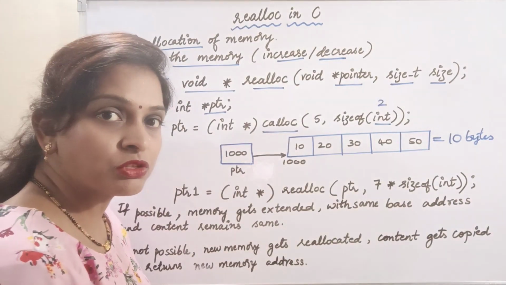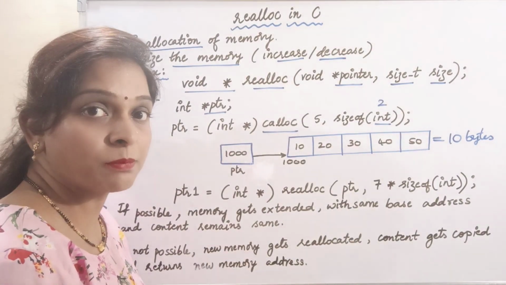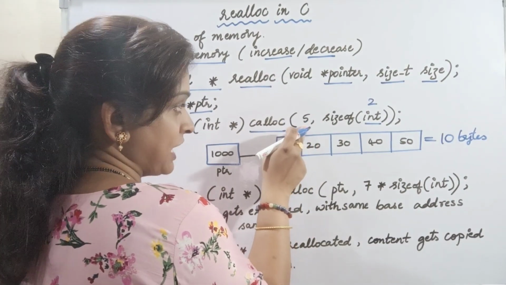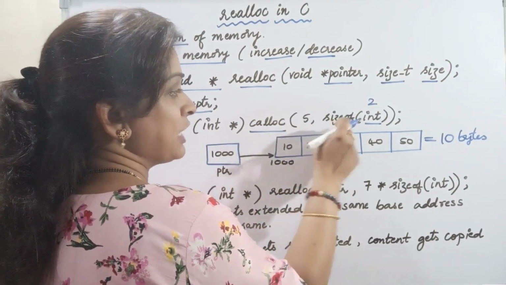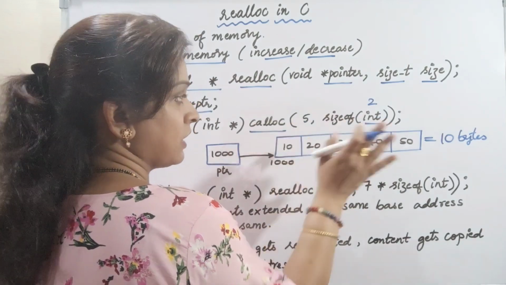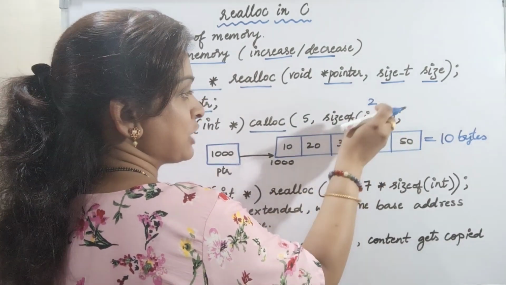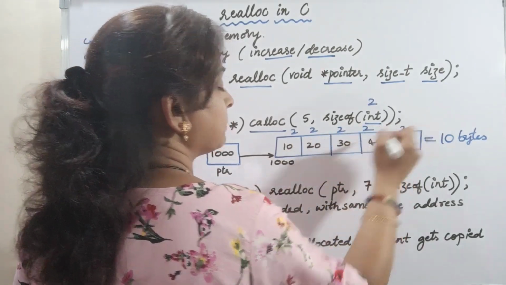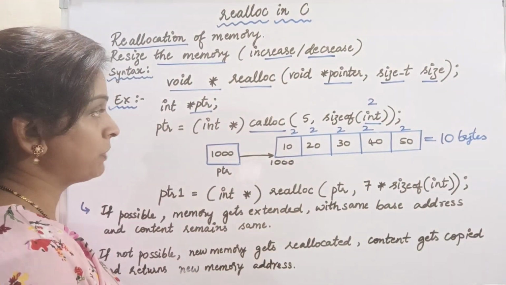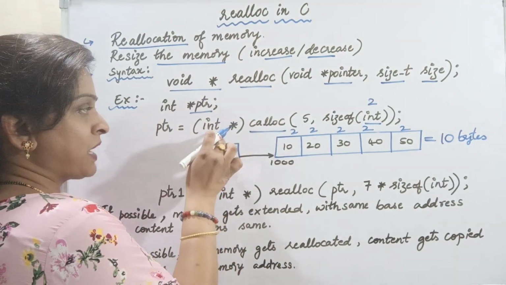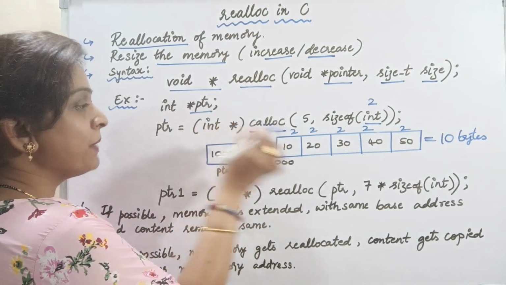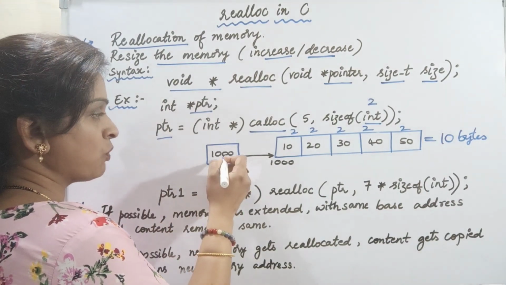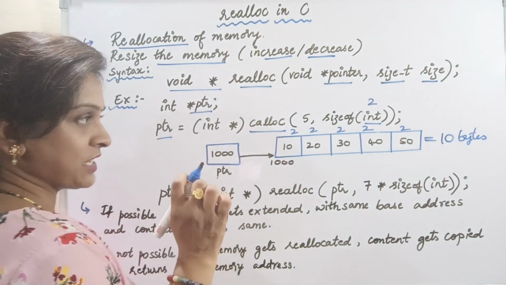Hope you all know how to use calloc. In the previous video we discussed calloc. Please do check out the playlist. So it is the size 5, size of int. So I am allocating the size of int, meaning 2 bytes, as multiple blocks of memory of the same size, and I am going to typecast that to integer, and the base address will be held in this PTR. So PTR will have 1000. It is pointing to this base address.